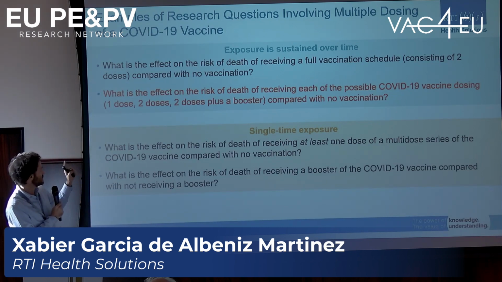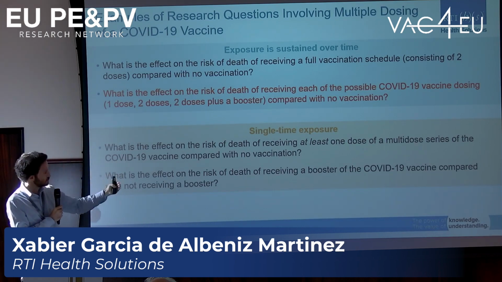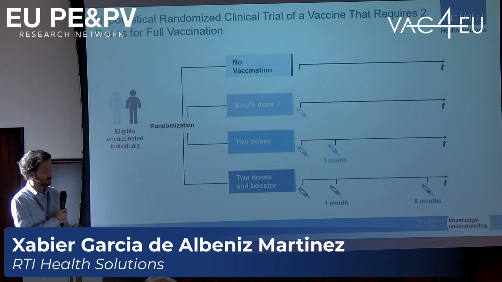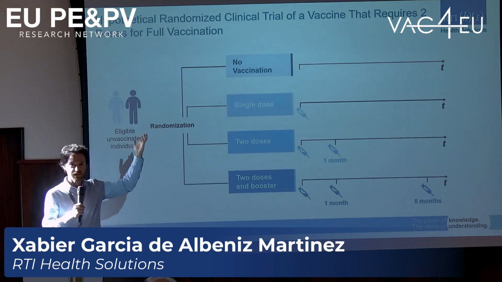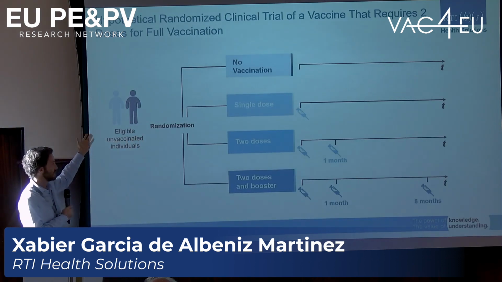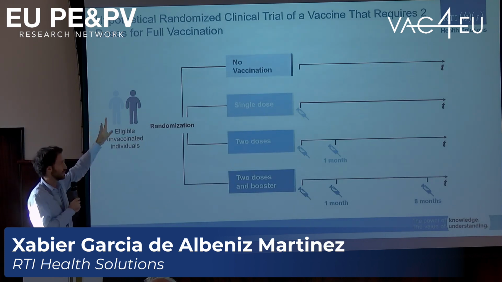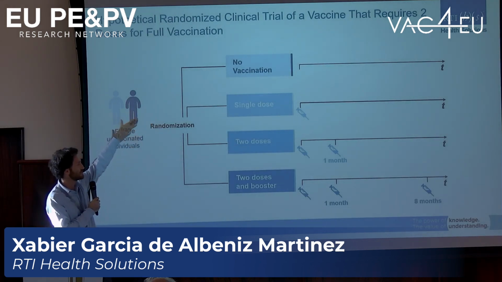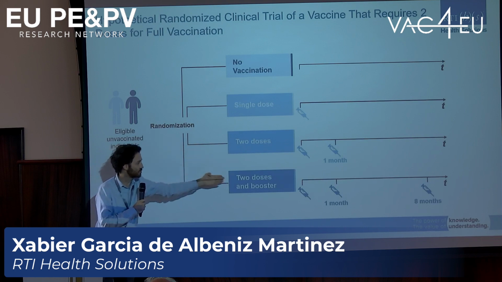This research question is, what is the effect on the risk of death of receiving no vaccine, 1 dose, 2 doses, or 2 doses plus a booster? So if we want to answer that question, we can just design a randomized clinical trial where we select a bunch of eligible individuals and randomize them to the 4 arms. 1 arm is no vaccination, and then another arm is single dose, 2 doses, or 2 doses and a booster.